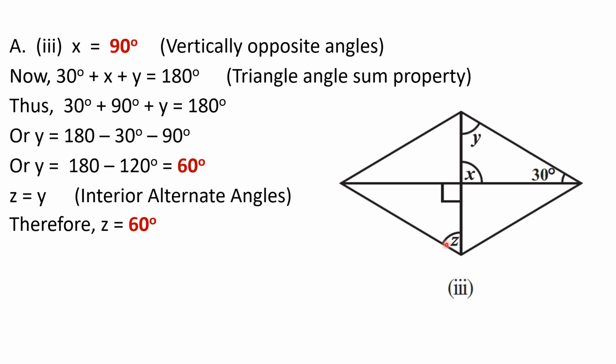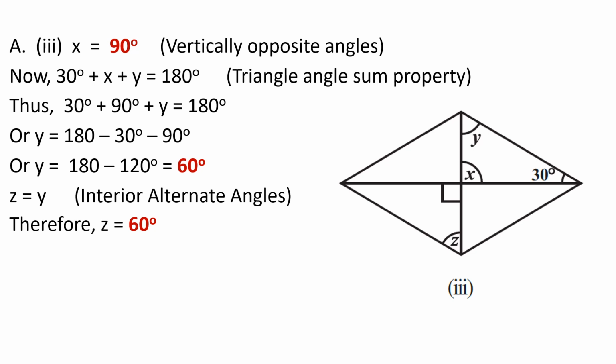Now we have to find z. So z is equal to y. Why is z equal to y? Because this side of the rhombus or parallelogram and this side are opposite sides and they are parallel to each other. And this diagonal is acting like a transversal. So this angle between the transversal and the parallel side is equal to this angle which is between the transversal and the other parallel side. So this angle is equal to this angle because these are interior alternate angles. And y we have found out is 60 degrees. Therefore z also is equal to 60 degrees.